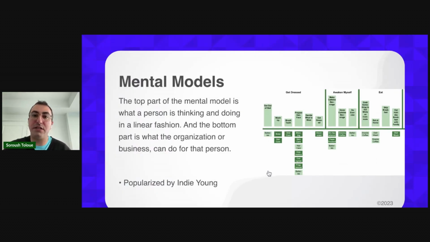Mental models is an example of a deliverable that was popularized by Indi Young. As you can see, up top are the activities that a user goes through on a daily basis, and at the bottom are the products and the services that a business can offer them for those specific activities or tasks.